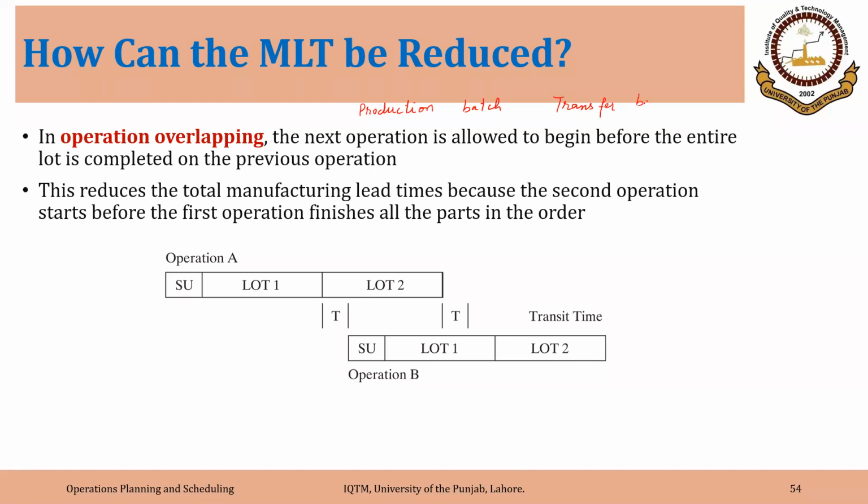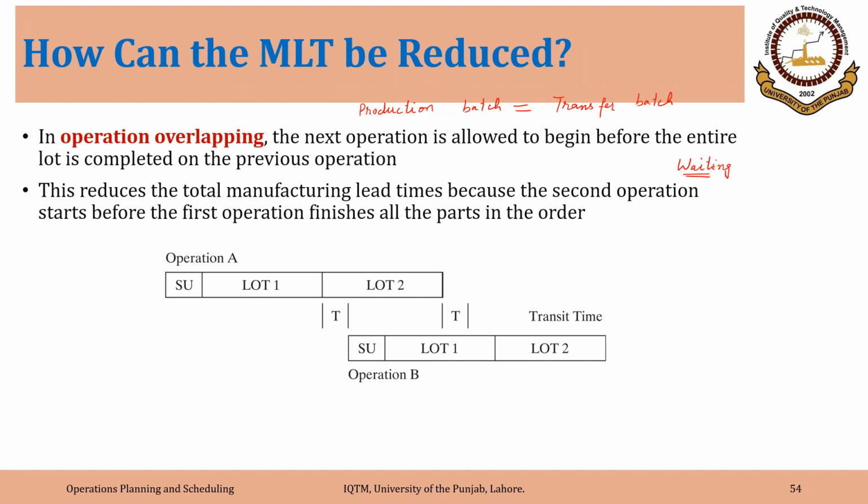Now, there are two possibilities. One is that you move the complete batch after it has been processed on machine 1 to machine 2. In that case, the size of the production batch will be equal to the size of the transfer batch. Unless a batch has been completely processed at one workstation, it is not moved to the next workstation. That results in a lot of waiting for the following workstation or work center. So in order to reduce that waiting time, we can reduce the size of the transfer batch.